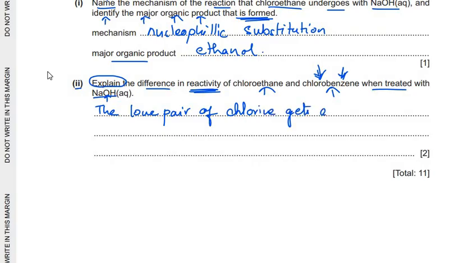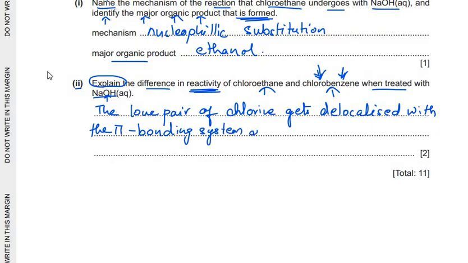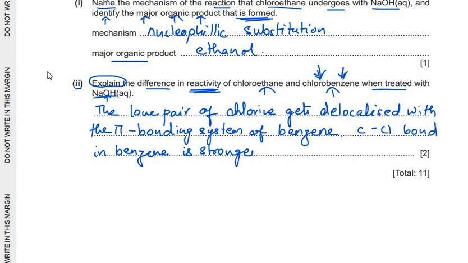gets delocalized with the pi bonding system of benzene. Now you can write the same sentence in other words: the lone pair of chlorine overlaps with the pi bonding system of benzene. That also can be written, and because of that the C-Cl bond in benzene is stronger and cannot be broken that easily.